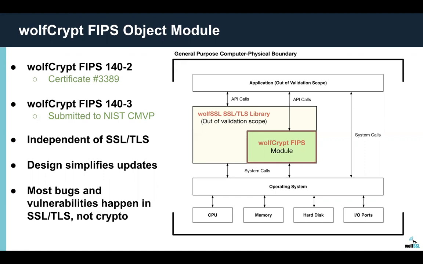This is done by design because most of the vulnerabilities and bugs that we find are in the SSL and TLS layer, not necessarily down at the crypto level. And so a FIPS customer can use the same FIPS validated library from release to release of wolfSSL, still updating the SSL and TLS part of that library without invalidating their certificate.